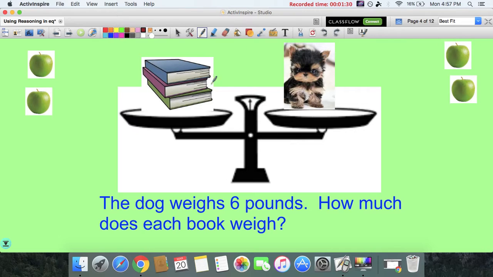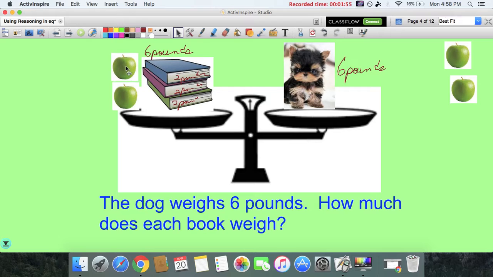Puppy weighs 6 pounds. This also must be 6 pounds because the scale is balanced. So now it's just a matter of dividing 6 divided by 3, which means each book weighs 2 pounds, 2 pounds, 2 pounds.